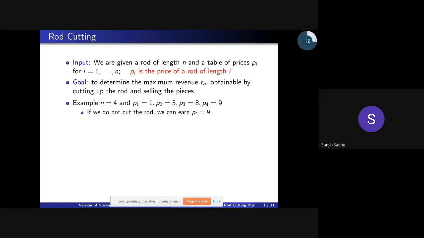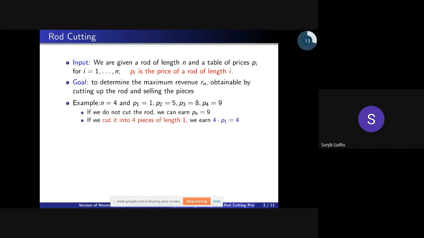So if you do not cut the rod, then you will earn P4 equal to 9, because I am not cutting. Summation of pieces means P1 is the price for 1 unit length, price for 2 unit length, price for 3 unit length, price for 4. Got it? So if you do not cut, that means the whole length price is 9. n equal to 4, the length of the rod is also 4. You check the rod of length n. This is very important. And Pi is the price of a rod of length i.